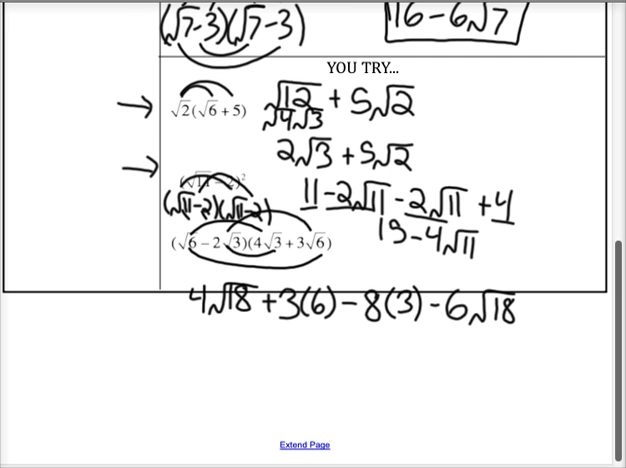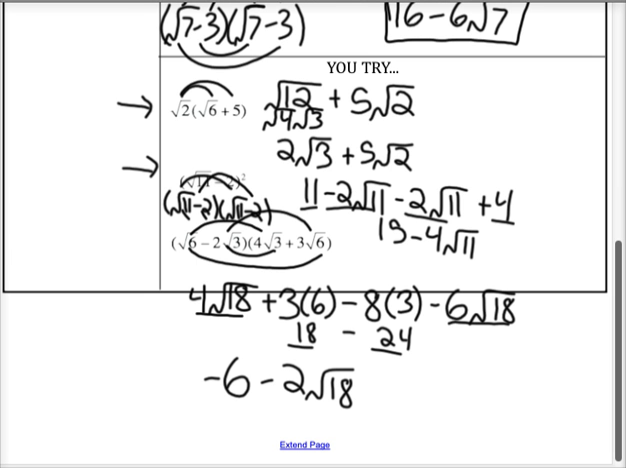Now, let's start combining our like things, all right? So, here we have 18 and minus 24. So let's combine those two things. 18 minus 24 gives us a negative 6. Then I also see 4 square roots of 18 minus 6 square roots of 18. They are the same radical, so we are going to combine them.